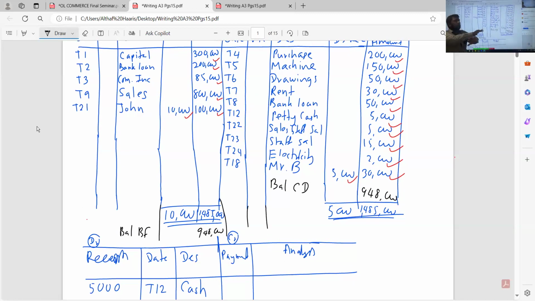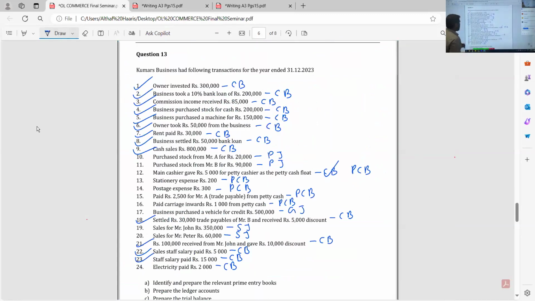So we got the complete idea of the cash book. Cash book with the discount column we did. Next one, the next prime entry book. Since we started the petty cash book, we'll finish off the petty cash book also. Stationery expense, postage expense, trade payable, carriage inwards.